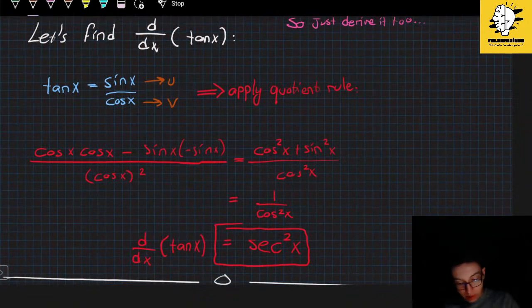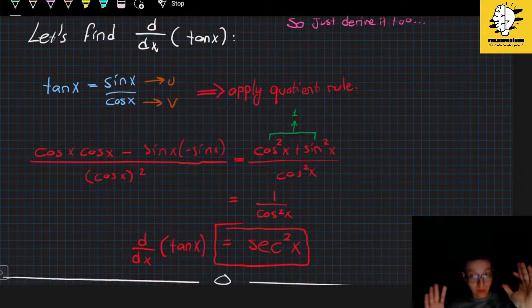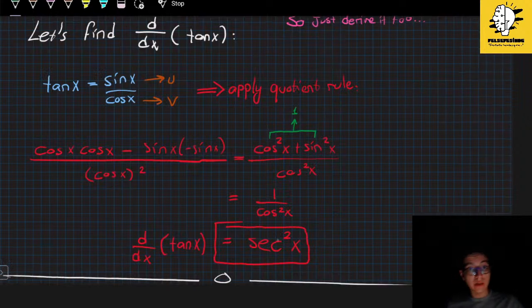I simplified it, and it is cosine square x plus sine square x over cosine square x. Again, do you realize the trick? Cosine square x plus sine square x is equal to what? 1. Yeah, 1. Trigonometric identities. So this is equal to 1 over cosine square x. Another identity, 1 over cosine square x is equal to secant square x. Therefore, the derivative of tangent x is equal to secant square x.